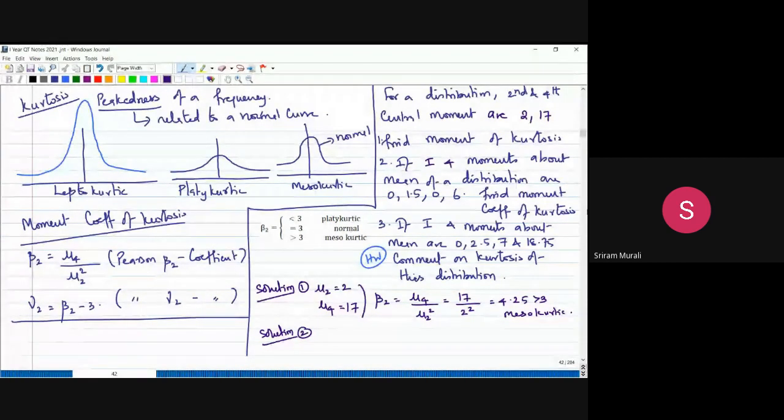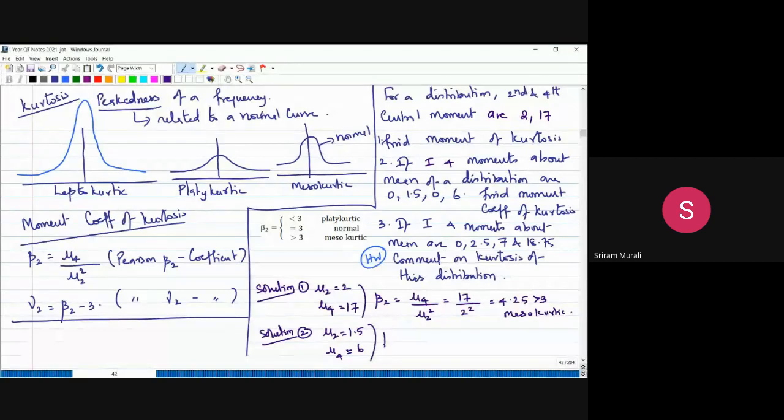What I want to find again is the moment coefficient of kurtosis. Mu1 is 0, mu2 is 1.5, mu3 is 0 because it is normal. So mu4 is equal to 6.